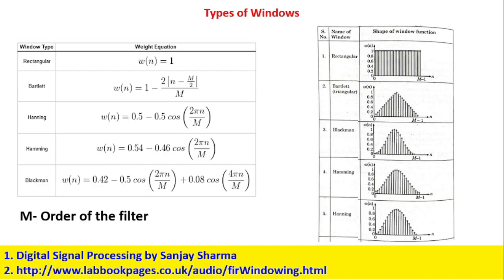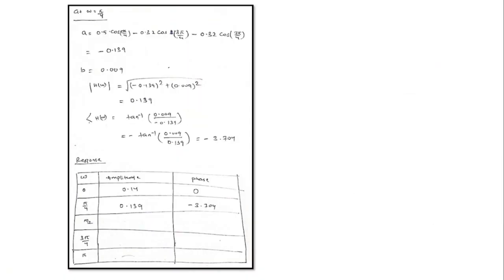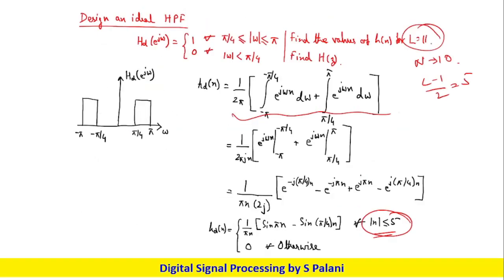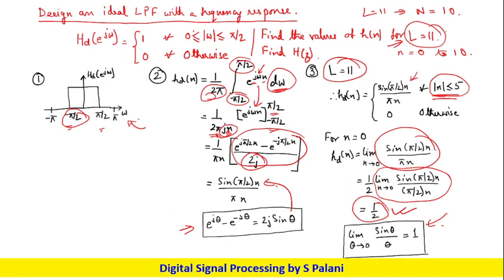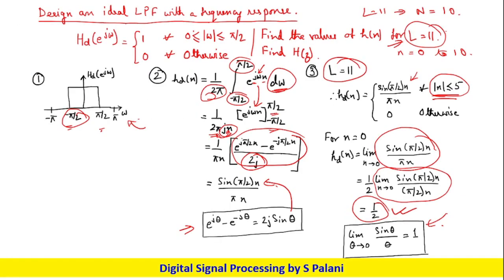In the next class we'll be dealing with window functions. So first try to grasp this and try to solve it. Maybe we'll take 2 days to get hold of this low pass filter, and then we can go towards the window function. So please do it. If you face any trouble, just let me know.